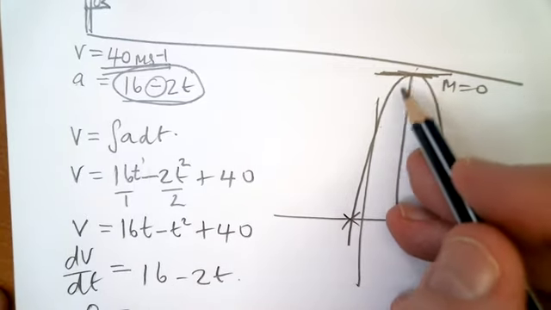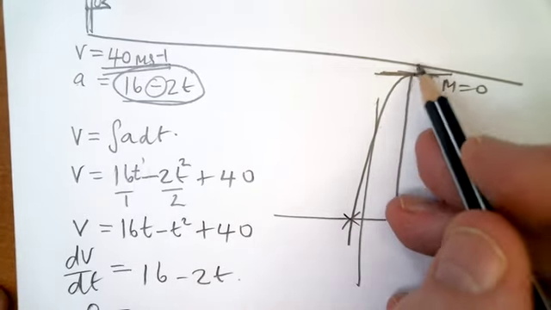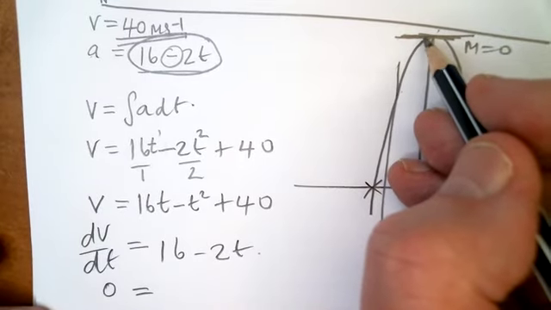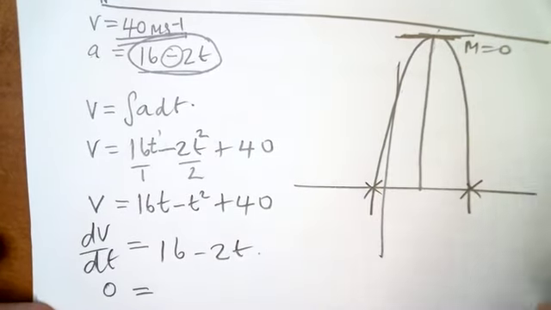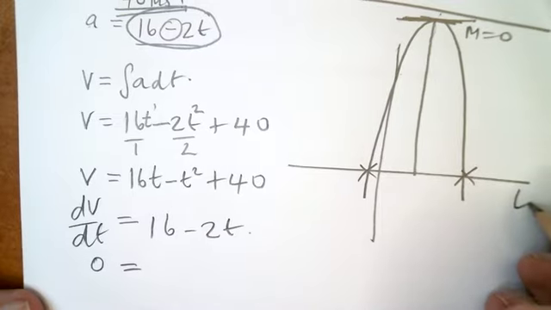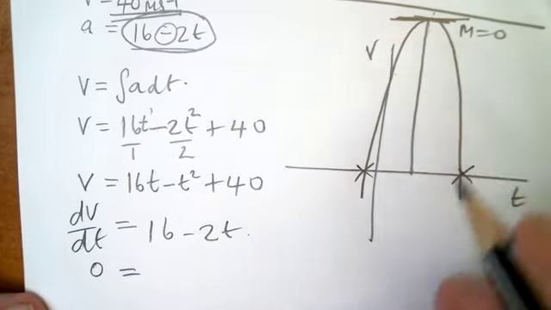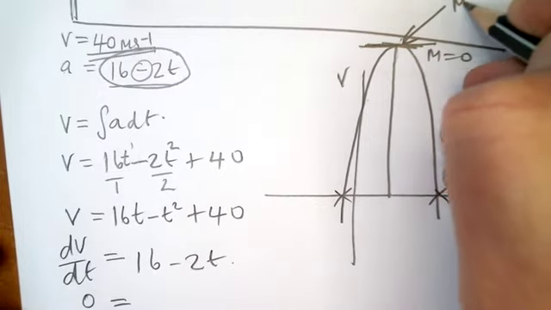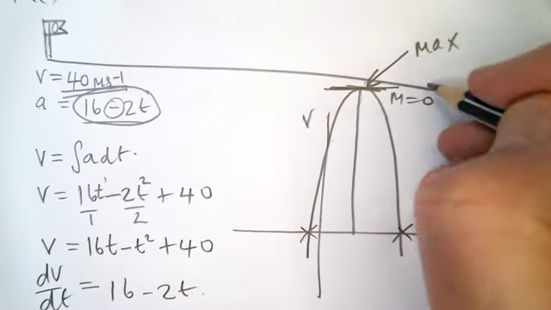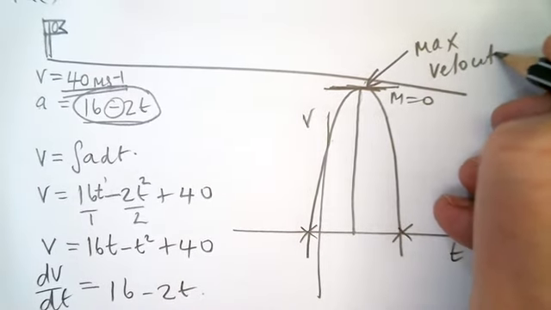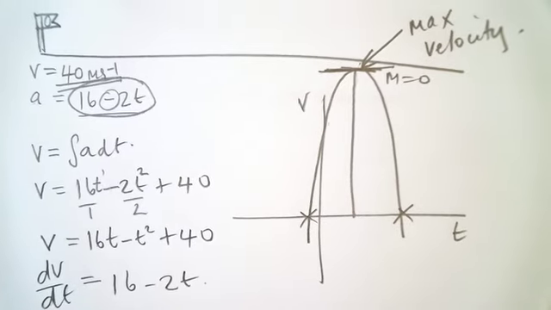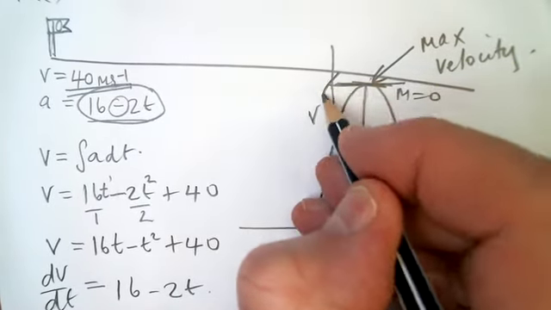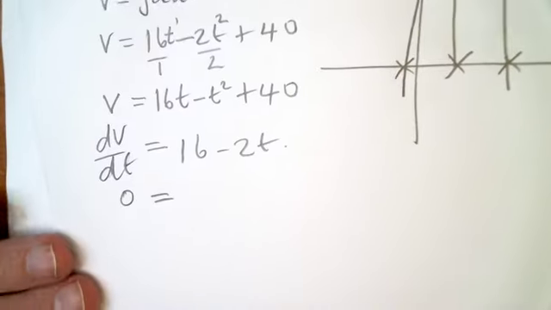So the height of this is going to be the velocity. The gradient is 0 there, but the height is the velocity. So this is time along here, and this is velocity along here. And this, of course, would be the maximum velocity. All right, so this will be the time when it's at the maximum velocity. This would just be the value of the maximum velocity. So what would that be?